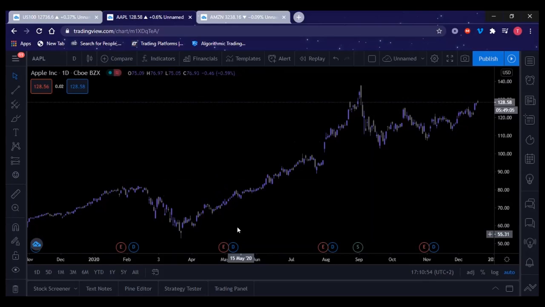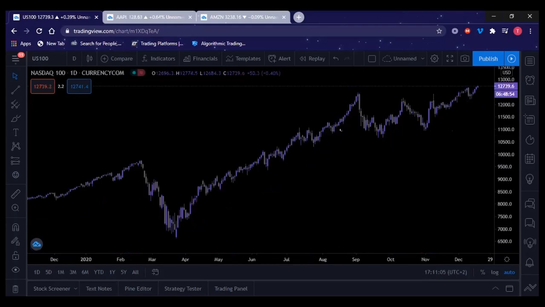But nonetheless, as you can see, Apple will be the leading indicator. For instance, when Apple gaps up like it did here, it gives us a strong indication that Nasdaq is going to shoot up. Nasdaq is going to have a positive direction. Why? Because what Nasdaq is made up of is having a positive directional bias. Let's have a look at Amazon.